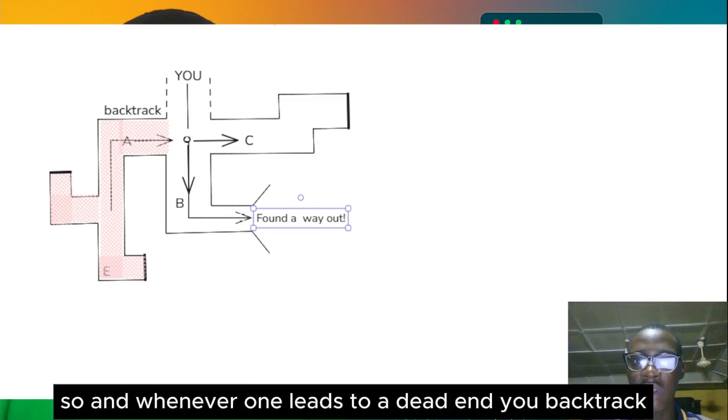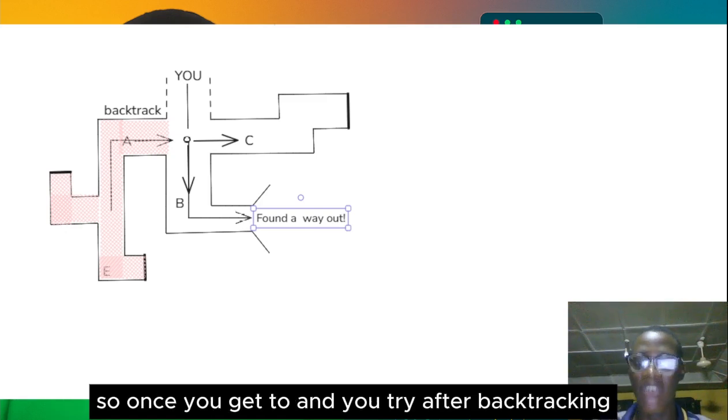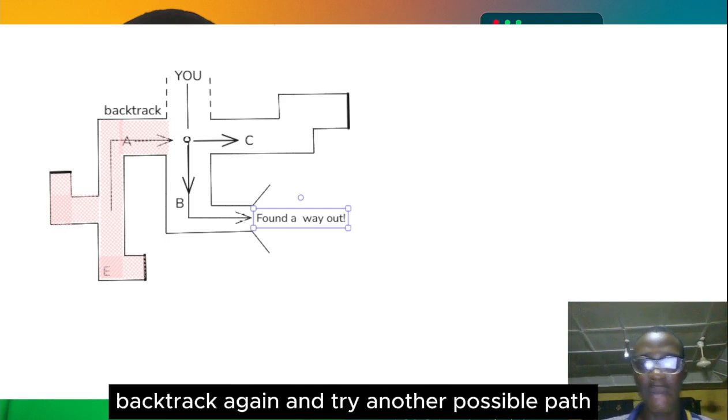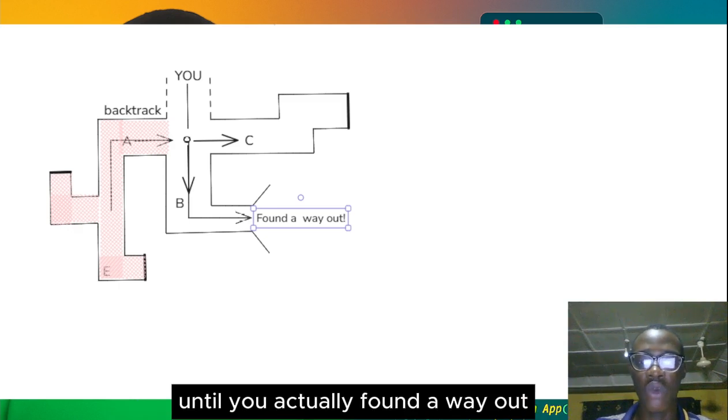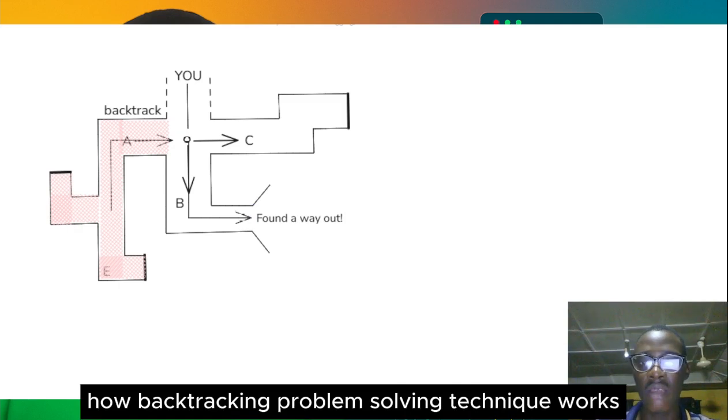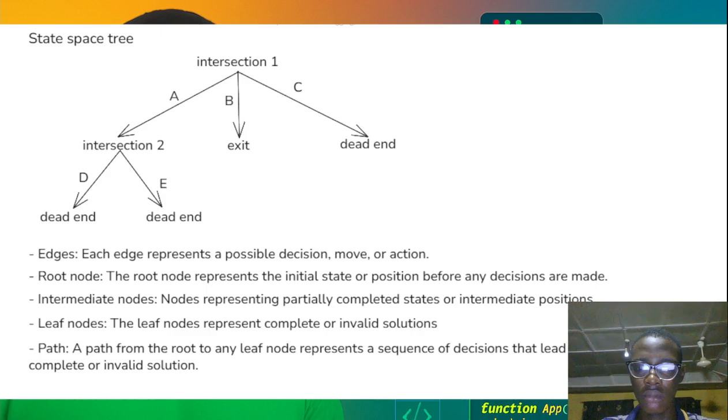Whenever one leads to a dead end, you backtrack, and after backtracking, you try another possible path. If it leads to a dead end, backtrack again and try another possible path until you actually find a way out. That is essentially how the backtracking problem solving technique works.